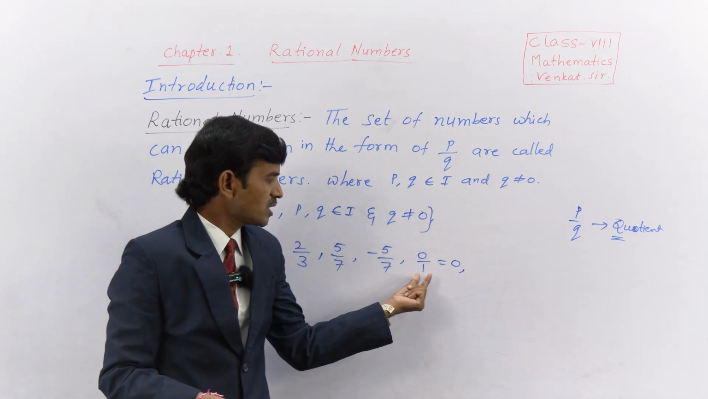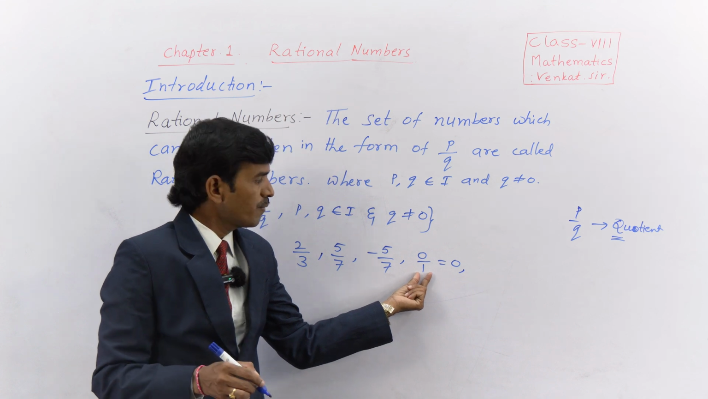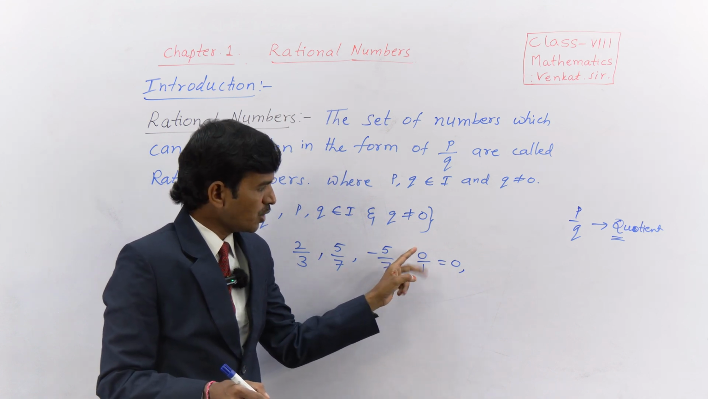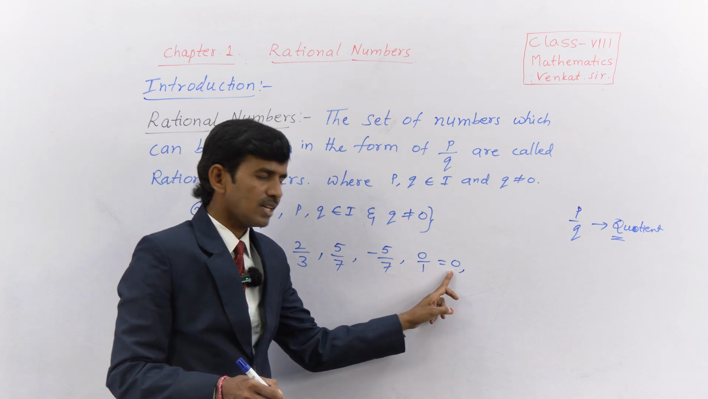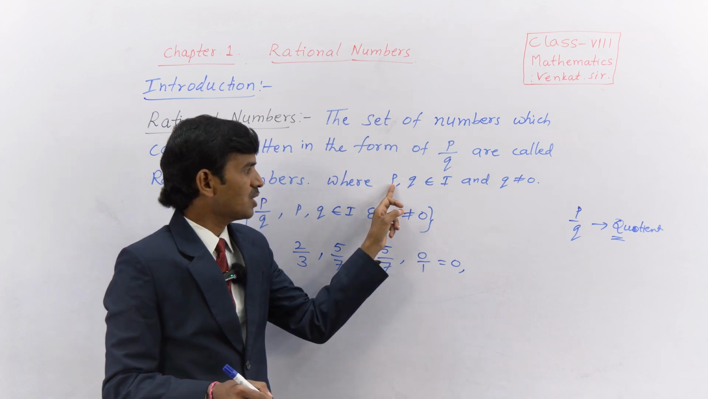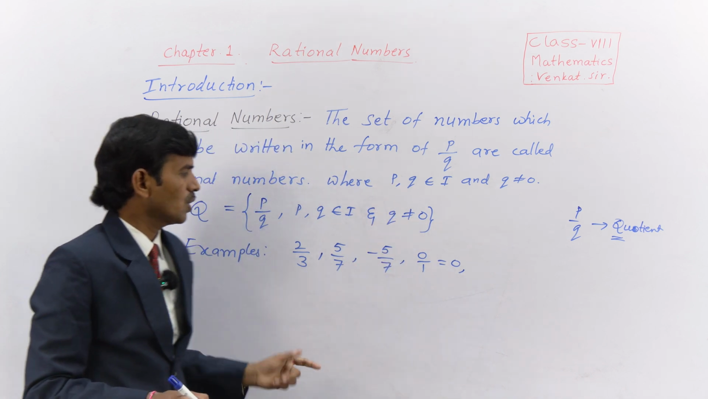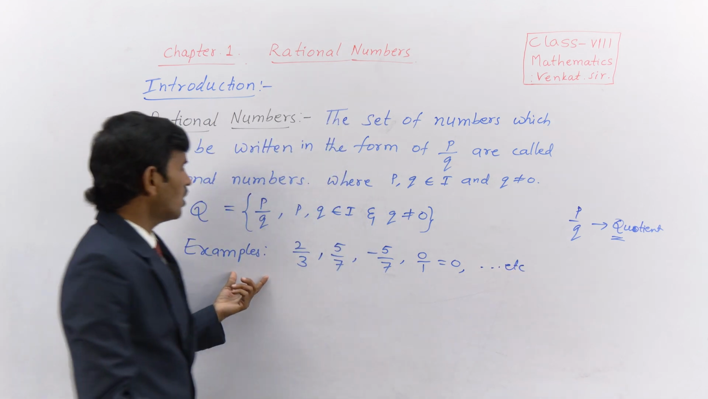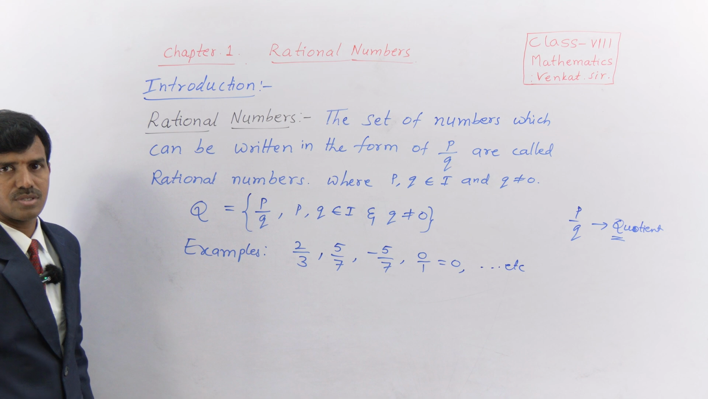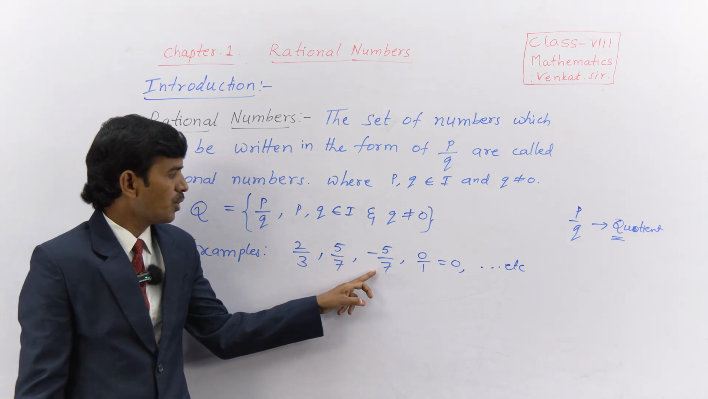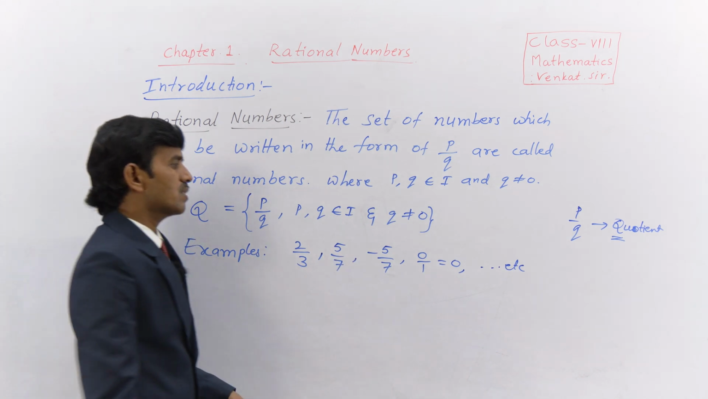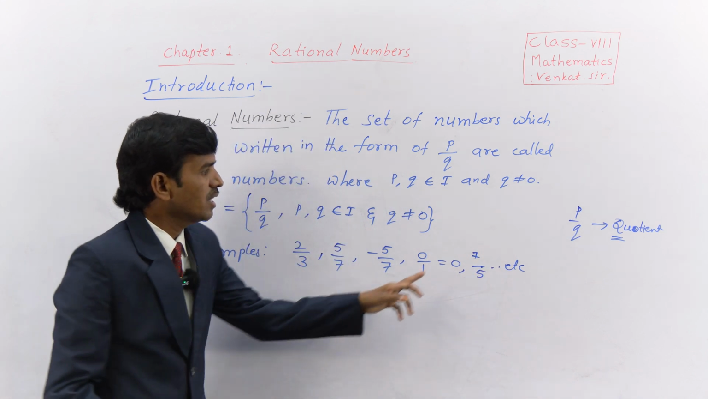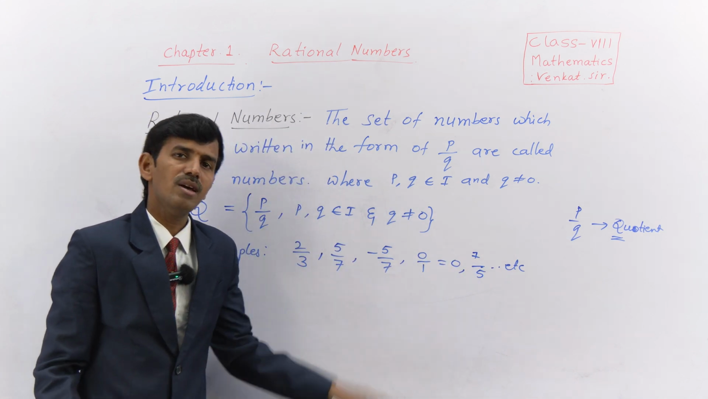So q must not be written as 0. We can take 0 in the numerator. If you divide 0 by any certain number, the result is 0. So p can be 0, but q must not be equal to 0. These are all numbers that come under what? The set of rational numbers. So we can take either negative or positive. Not only these, we can also take 7 by 5. Not only proper fractions, even improper fractions come under rational numbers.